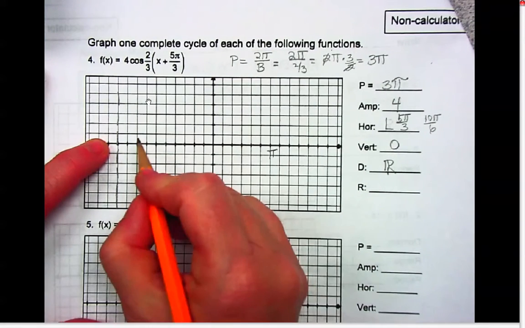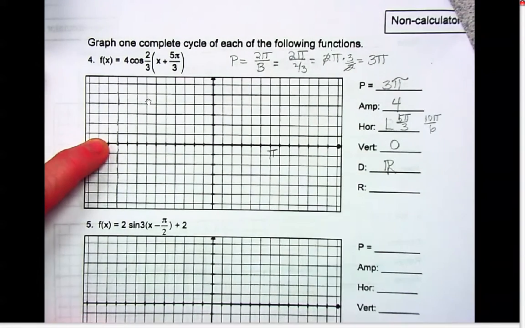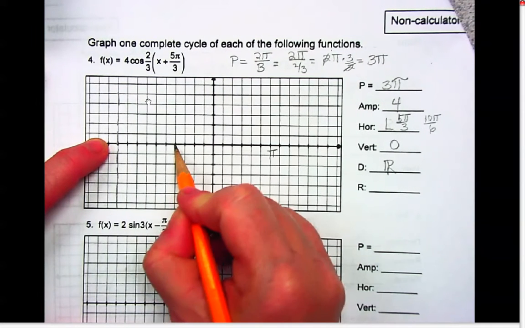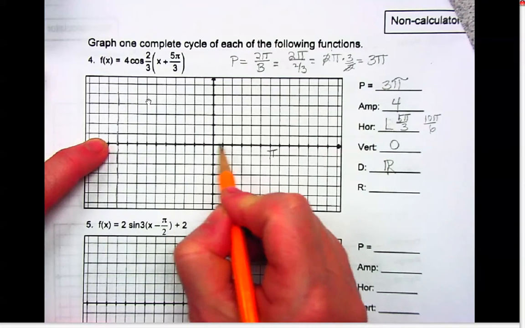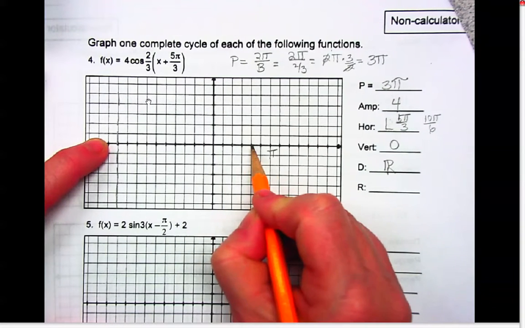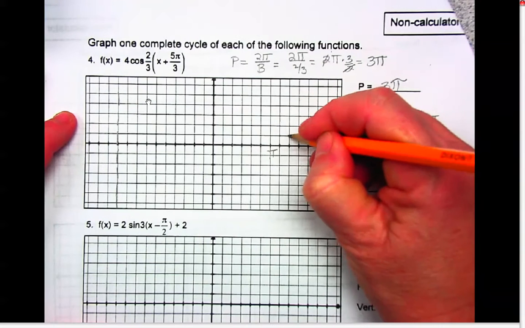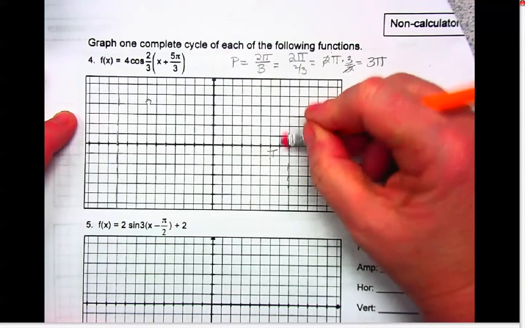Okay, and then it has a period of 3 pi. So 1 pi is 6 marks. 1, 2, 3, 4, 5, 6. So that's a pi. 1, 2, 3, 4, 5, 6. That's another pi. 1, 2, 3, 4, 5, 6. That's our third pi. Then it's going to go to this point right here. It's a cosine, so it might be there.